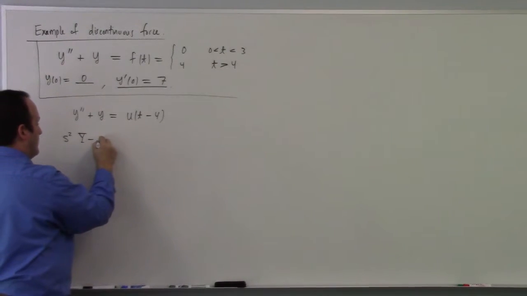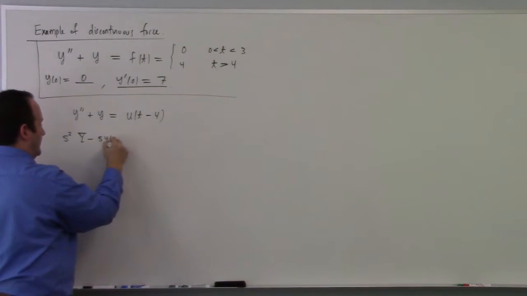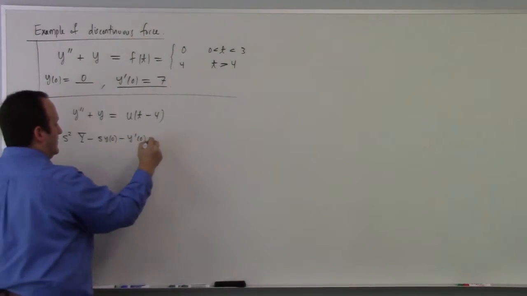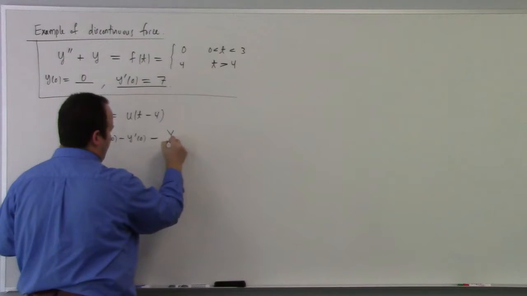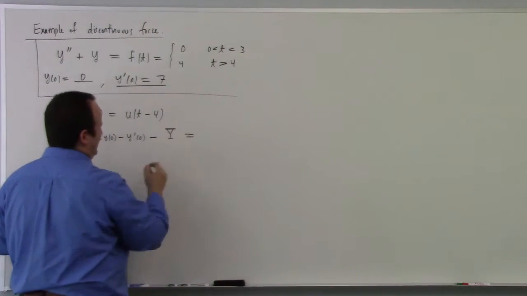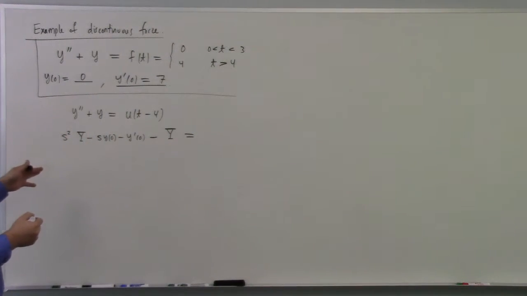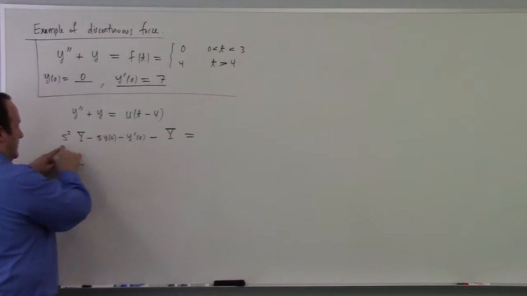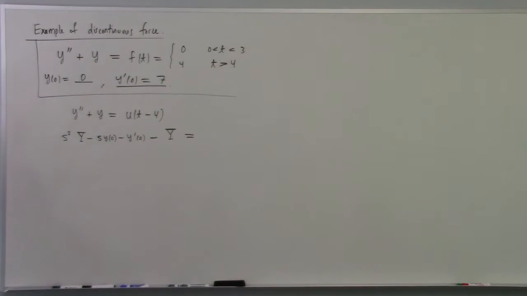Minus s times y of 0 minus y prime of 0, if I recall correctly. You guys have got the sheet, so you can check me on that, right? But honestly, this is the kind of thing you need to know without fumbling through the sheet to find. Otherwise, you're wasting your time. You need to work enough problems so that this is kind of ingrained, right? This should start to be ingrained after a little bit. Am I right, though?